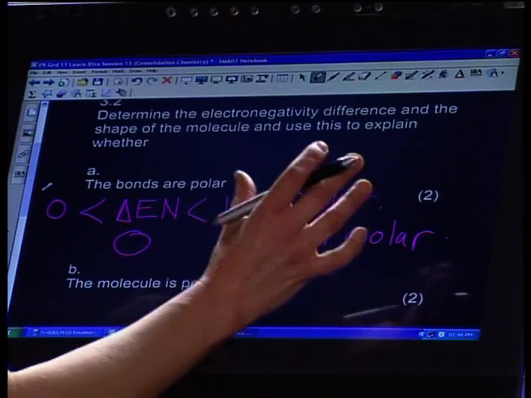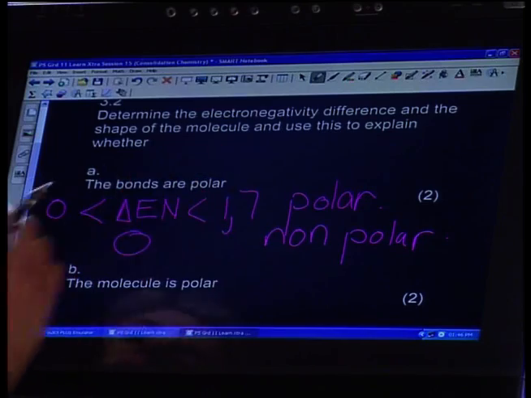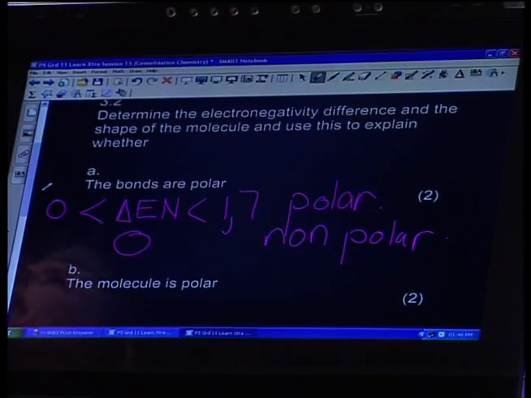Then calculate the difference in electronegativity. If it's 0, it's nonpolar. If it lies between 0 and 1.7, it is polar. And anything bigger than 1.7 in terms of difference of electronegativity would make it an ionic bond.